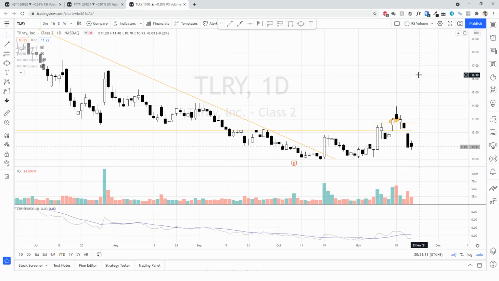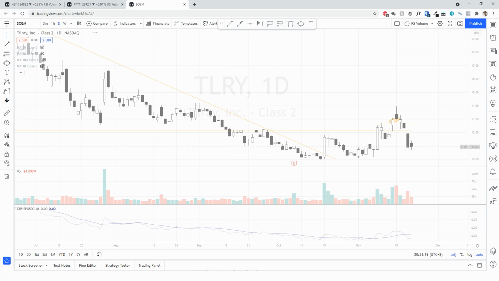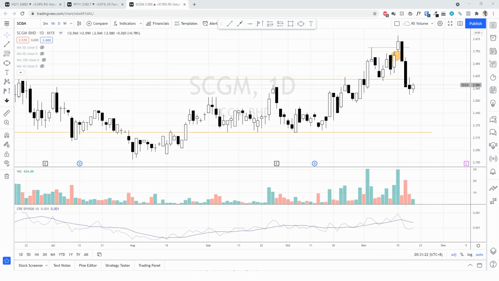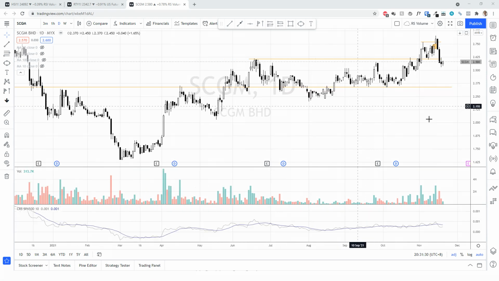Okay, so the next one is the Bursa stock, SCGM. It's in a very similar situation, but in terms of structure, SCGM is a lot nicer and less volatile. I talked about SCGM last Sunday, somewhere around here, I think. Let me see. 12, yes, that's the bar. On that bar, just before the breakout, I said we could probably take a breakout trade, with a stop probably below the swing low.